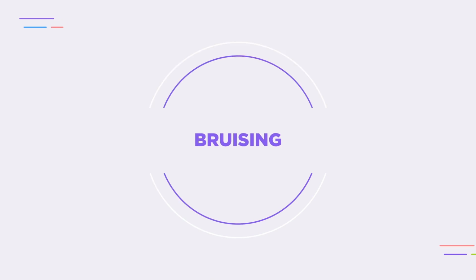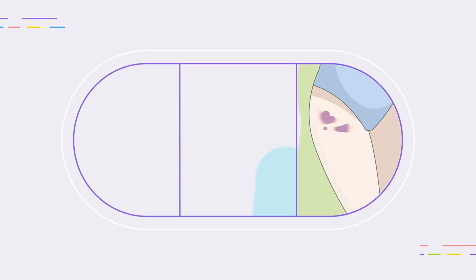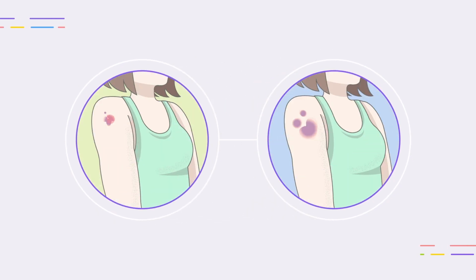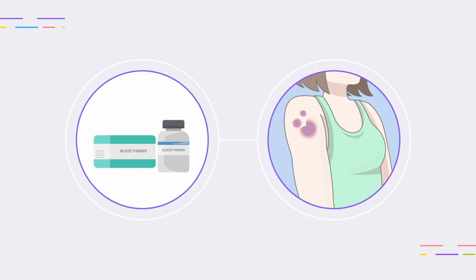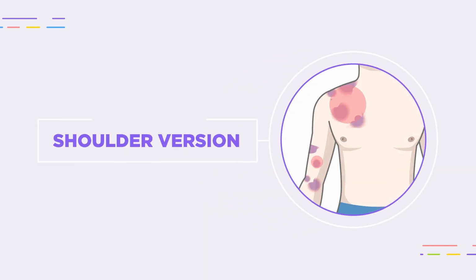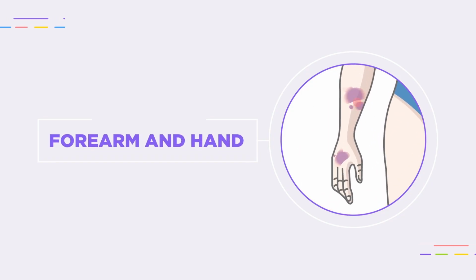Bruising. Bruising will vary quite a bit from person to person. Some people will have minimal to no bruising, and others will have a lot, especially if they've been on blood thinners. Bruising may take up to 1 to 2 weeks to develop. Shoulder version. It has a tendency to follow gravity and extend down to the chest, arm, and elbow. It may even extend all the way down into the forearm and hand.